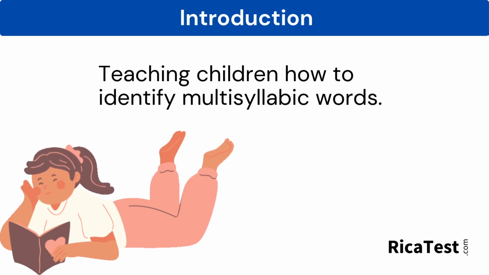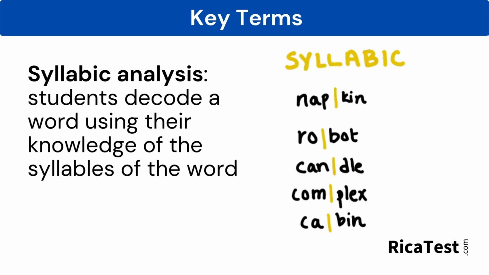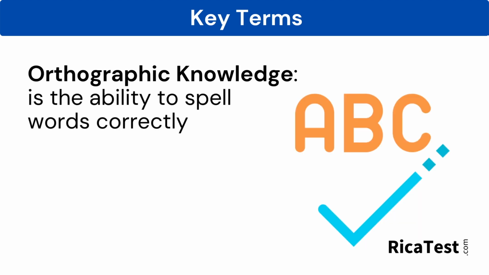Let's begin with the terms that you'll need to know for your RICA test. Structural analysis happens when students decode a word using their knowledge of the root word in combination with the word's affix. That might be a prefix or a suffix. Syllabic analysis happens when students decode a word using their knowledge of the syllables of the word. And orthographic knowledge is the ability to spell words correctly. Simply put, orthography means spelling.